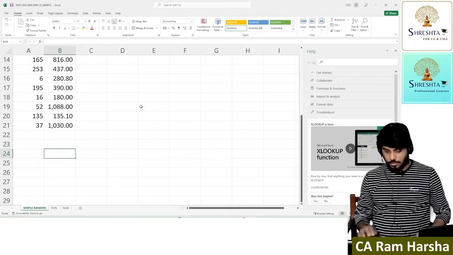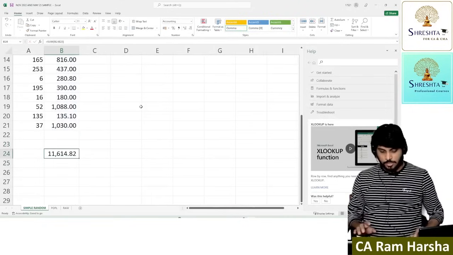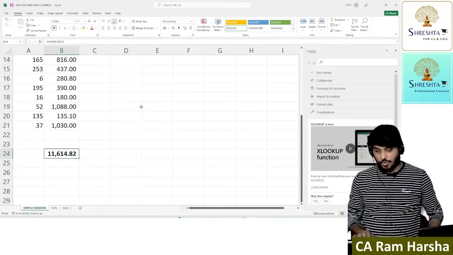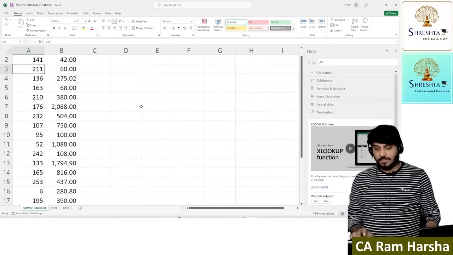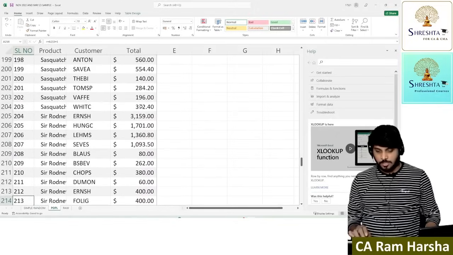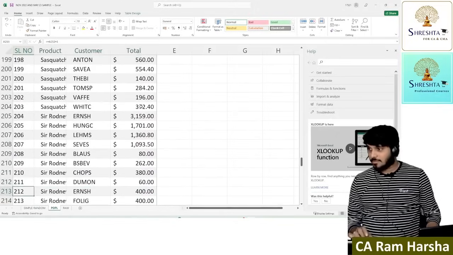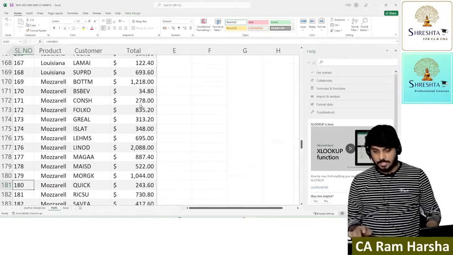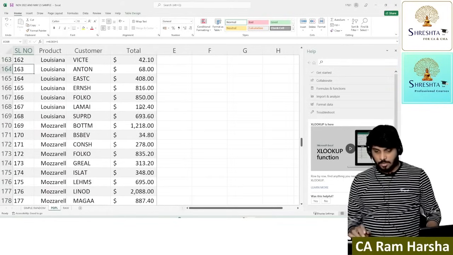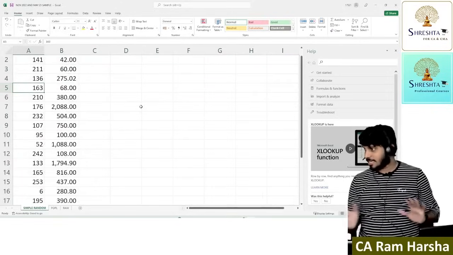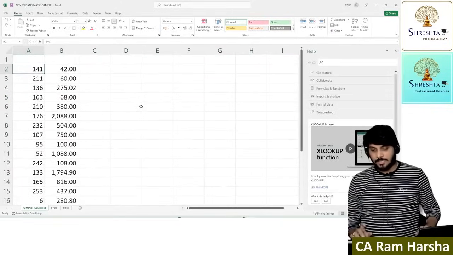So these are the total vouchers which I have selected. What is the total voucher value which I have selected as the sample? 11,614. Have you understood? The 211 voucher value is 60 rupees, they said. We'll see if the 211 voucher value is 60 rupees or not. Yeah, exactly. Correct? And here I have selected the 163 voucher. How much is it? 68. Here also it is 68. Correctly arrived or not?